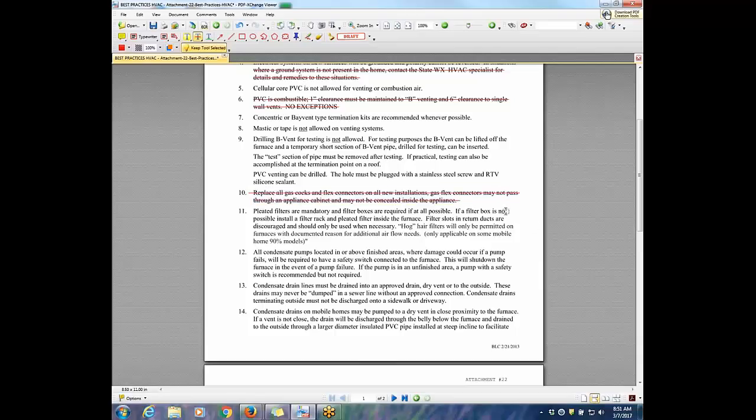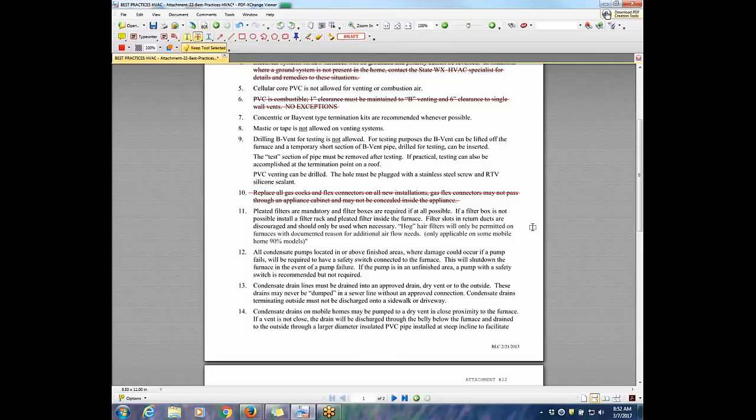And if you're following code, then that should be a gimme. Number 11, pleated filters are mandatory. We all know that there are furnaces out there that have problems with pleated filters. So I don't know that we need to say pleated filters are mandatory. Our field guide on page 235 just says install a MERV 6 or higher filter in the new furnace.